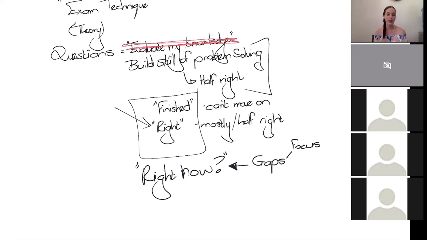Questions are about building the skill of problem solving. All the knowledge that I have is like having a toolbox. I take that toolbox into the exam, and in the exam, they give me a bunch of equipment and a bunch of raw materials, and I have to build something. And when I go into the exam, I don't know what they want me to build. I don't know what the materials are. I don't know what the problems are. All I know is that I've got my toolbox.